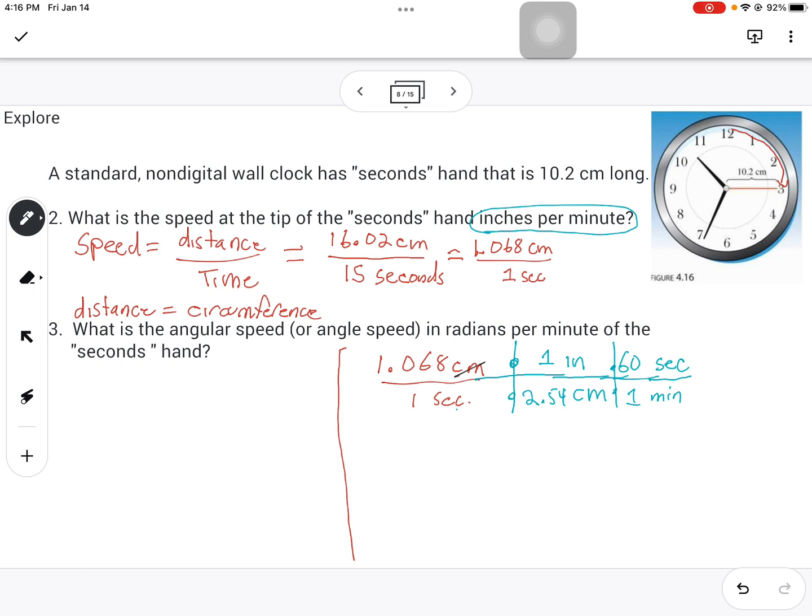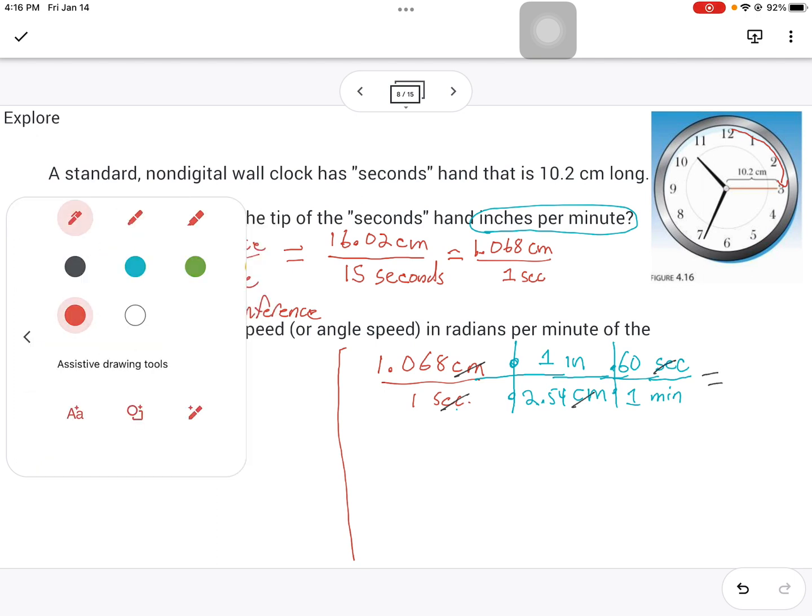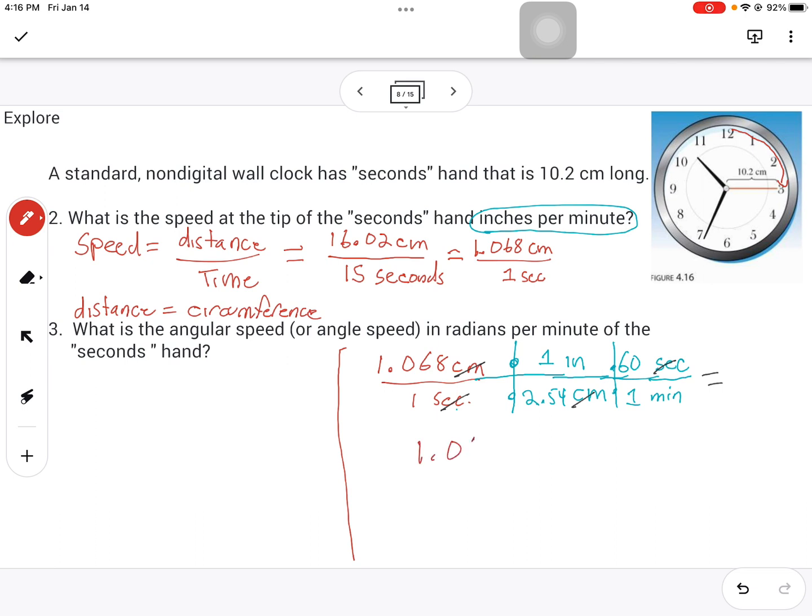So I'm going to get rid of my centimeters, so those go away, my seconds go away, and I'm left with my problem of 1.068 times 1, and obviously we don't have to multiply by 1, but I'm going to put it up there, and that's 60, and that's in inches, over 1. Again, we don't have to write the 1, but I'm going to do it just to illustrate what we're doing, times 2.54. The centimeters are gone, times another 1, and that's in minutes. Now, all I have to do is put this in my calculator, and a good calculator, again, is Desmos, so that's one I would use.